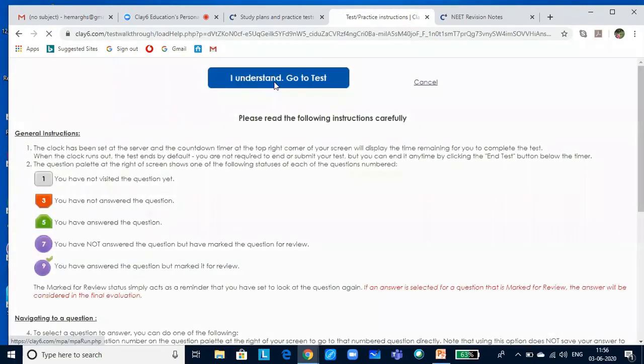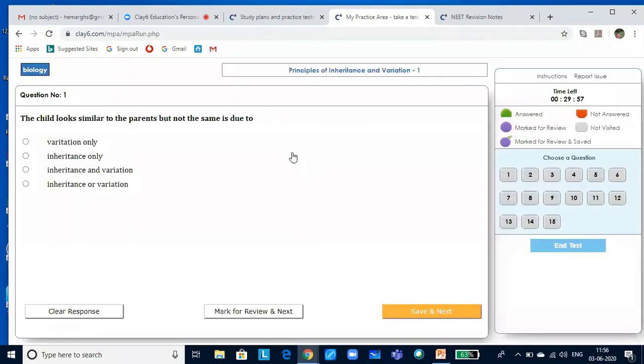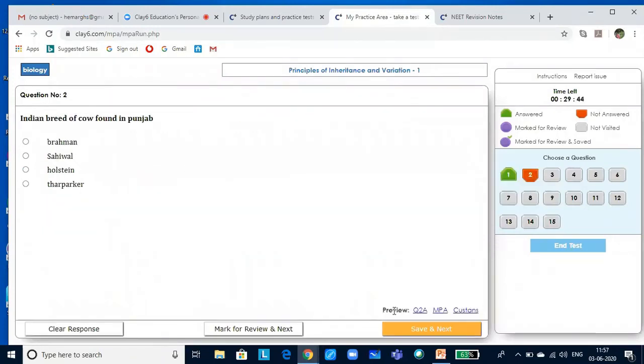Okay, the child looks similar to the parents, but not the same. It is similar due to inheritance, but not the same due to variations. So it is inheritance and variation. Indian breed of cow found in Punjab is Sahiwal.